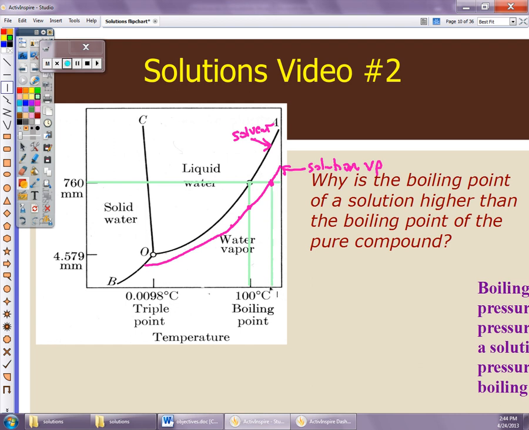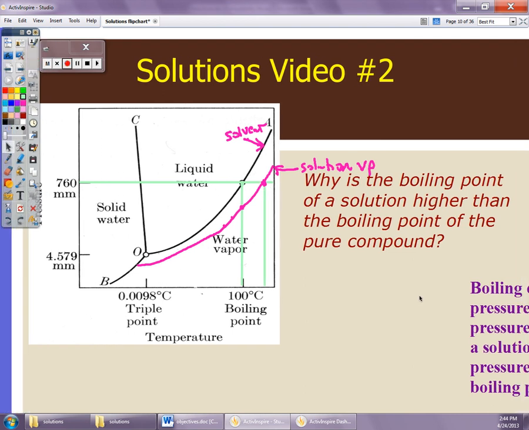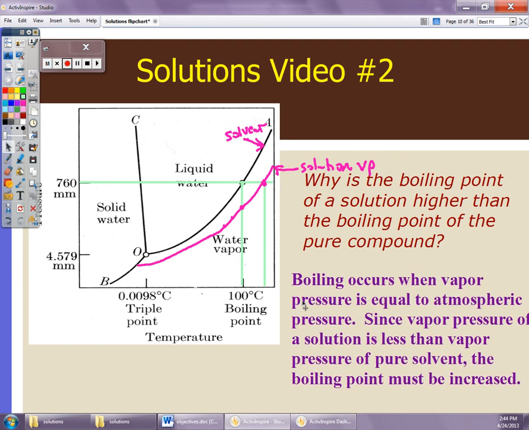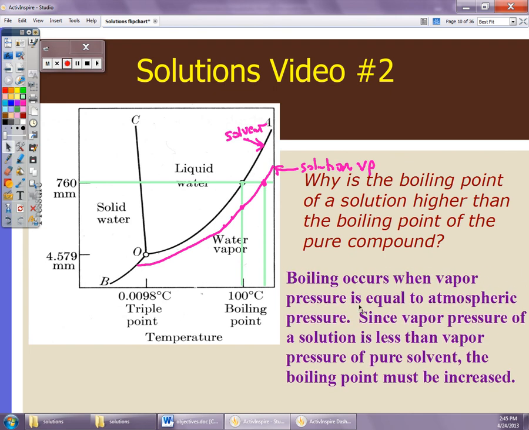So in order for it to boil, you need to increase the temperature so the vapor pressure increases, so that the vapor pressure and the atmospheric pressure are the same. So boiling occurs when the vapor pressure is equal to the atmospheric pressure, and since the vapor pressure of the solution is less than the pure solvent, boiling point must increase for this to occur.